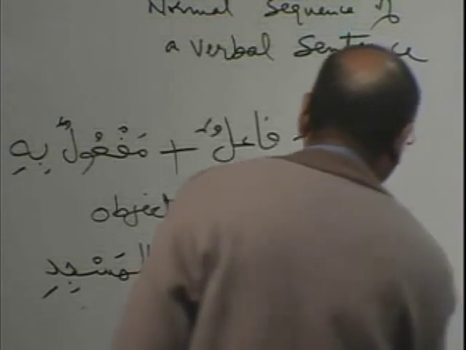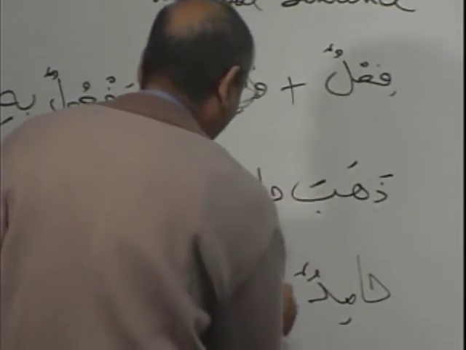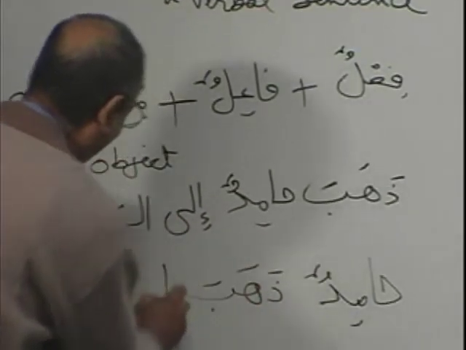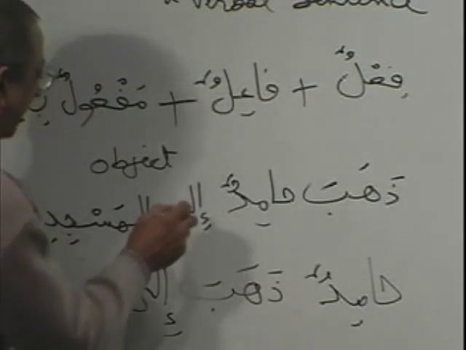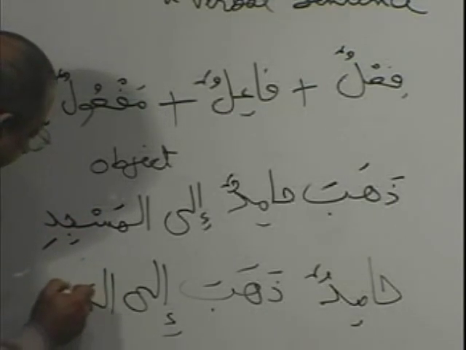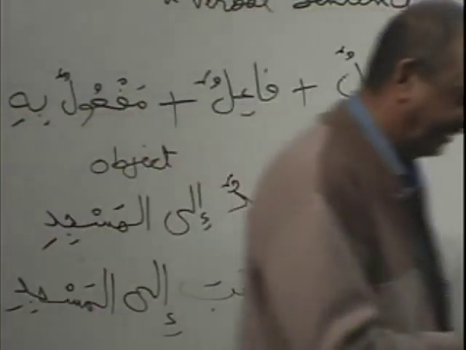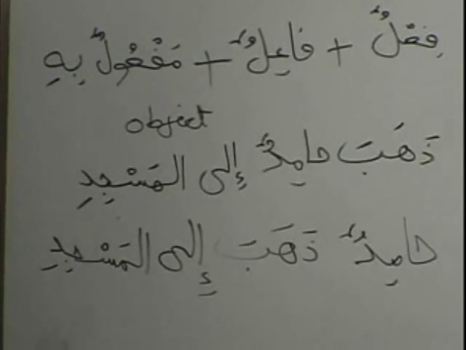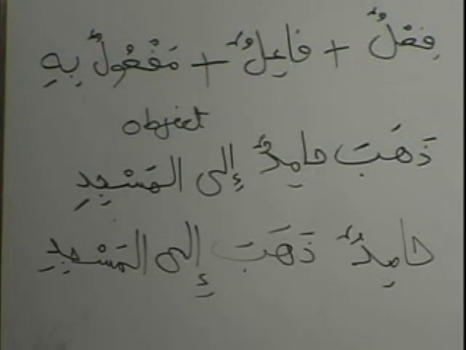Now I change, brother. I said Hamidun zahaba ilal masjidi. Do you see, I'm always putting Hamzatul Qata. You have to put proper Hamzatul Qata. Okay, brother, I want to test your knowledge now. What kind of a sentence is this? Jumla Ismiya. Why? Because the noun started the sentence. So what is Hamidun? Mubtada. Very good. Now, zahaba is your verb.